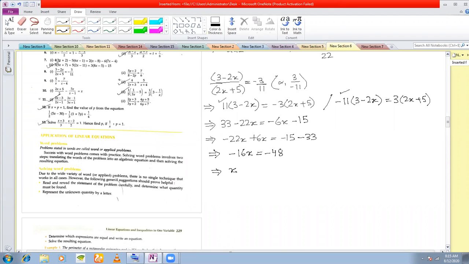And therefore, in order to make the coefficient of x 1, which is your next step, you divide both sides by minus 16. So ultimately, this minus sign cancels, and 16 into 3 is 48. You get 3, or you can cancel with any factor you want. You can cancel with 3, you can cancel with 4, and then arrive at 3. Any questions till this part?